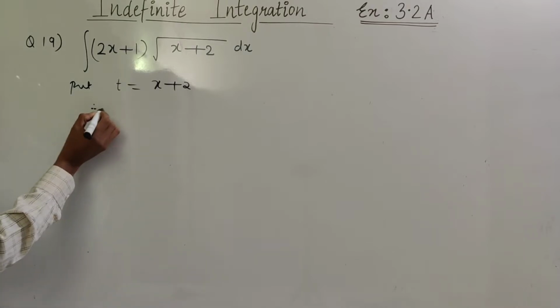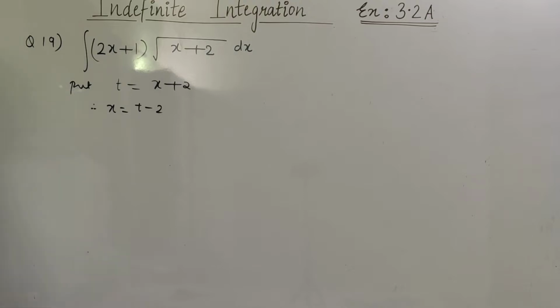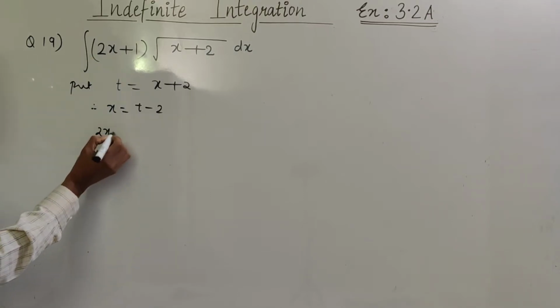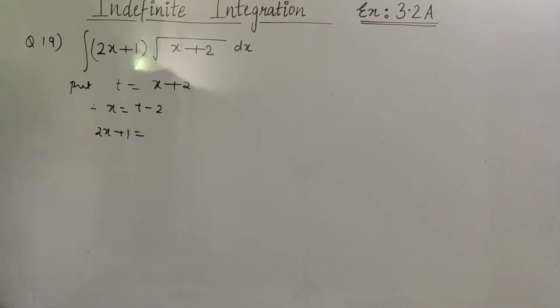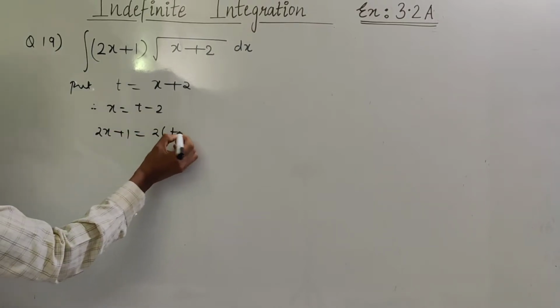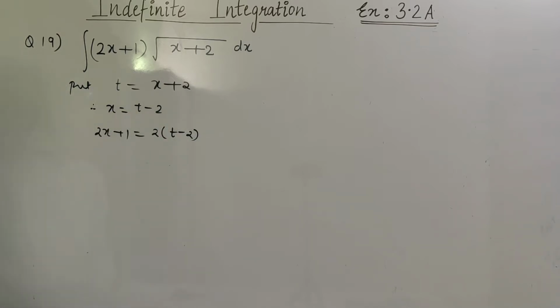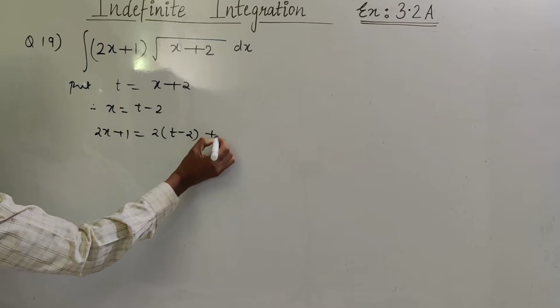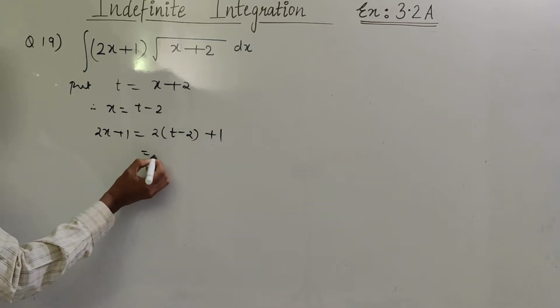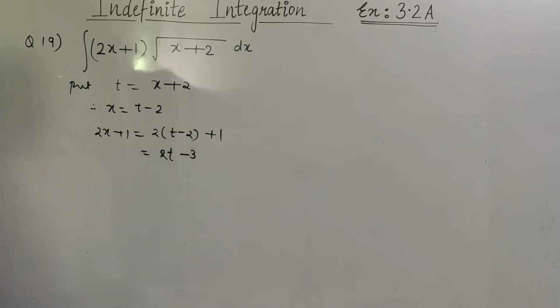Therefore x will be equal to what? t minus 2, and this 2x plus 1 we can express in terms of t. It is 2t minus 2, x is t minus 2, so it is 2t minus 2 plus 1, which will be 2t minus 4 plus 1, which is minus 3. So that 2x plus 1 we are getting in terms of t.